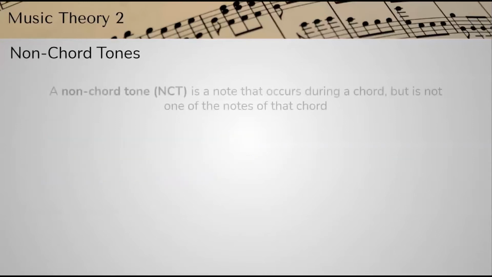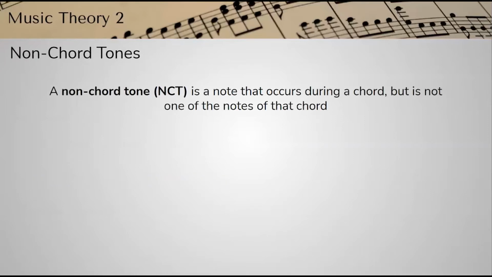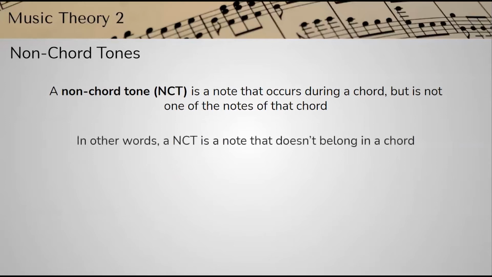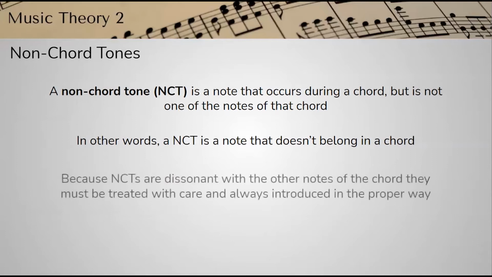As you remember, non-chord tones are notes that occur during a chord but are not actually notes of that chord, so notes that do not belong. In a triad you have a root, a third, and a fifth. A non-chord tone would be any note that is not one of those three parts. They're special because they're dissonant, and just like we've seen with counterpoint, they have to be handled with care and identified correctly.